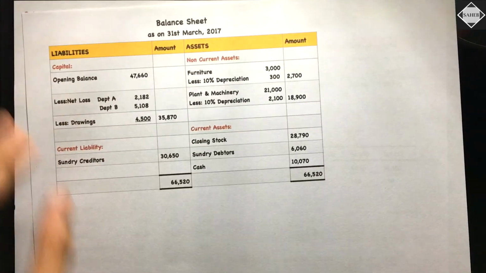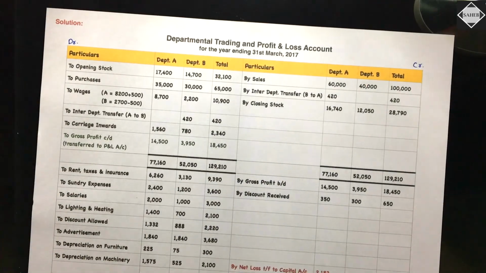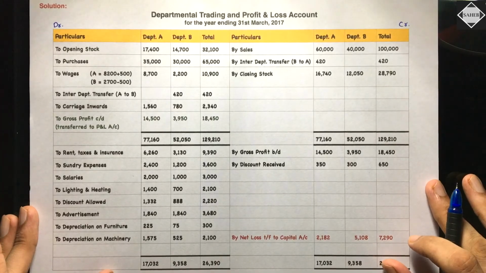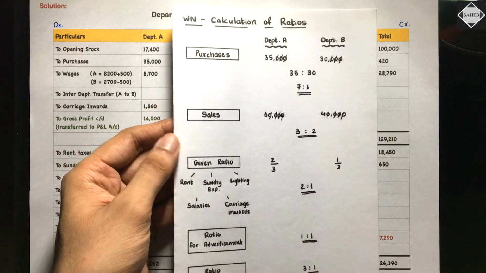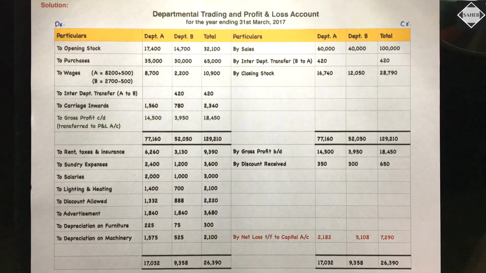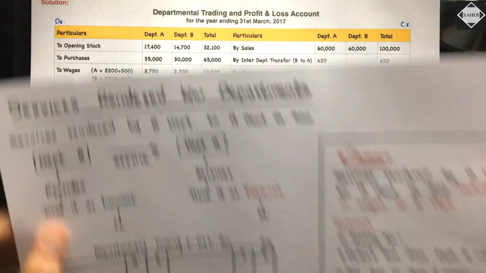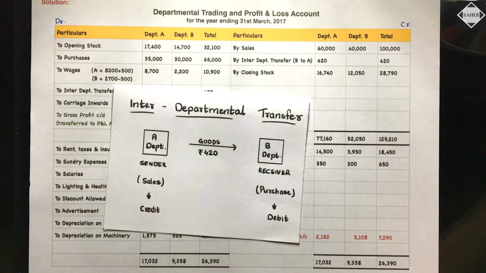Fine. Just take the screenshot of the balance sheet. Then see here we have the departmental trading and profit and loss account. Just take the screenshot. It's really simple. If you have any doubts, then comment down below, or you can always message on Instagram. These were the ratios, and then the interdepartmental transfer, and the service rendered between departments concept. Do you want to see the question also?